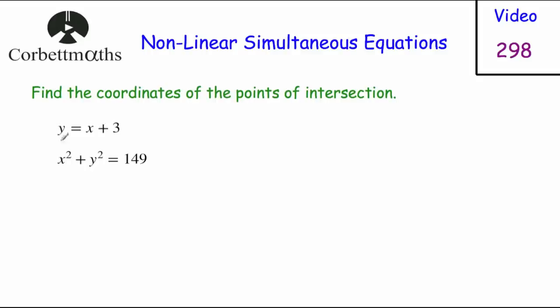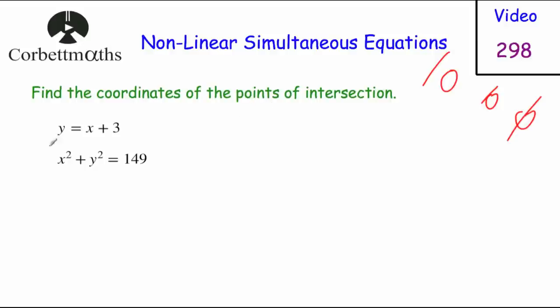Now this time we've got our straight line. This is a straight line graph, something in the form y equals mx plus c. And this is a circle, and you'll see later on in this video that something in the form x squared plus y squared equals a number is a circle. So we've got a straight line and a circle, and we've been asked to find where this straight line and the circle will intersect. And if you consider a circle and a straight line, they could not intersect, or they could intersect once, so that means that the straight line would be a tangent, or the straight line could go through the circle and they would intersect twice. Now let's have a look and find the coordinates of the points of intersection. So it seems that there'll be two points of intersection here.